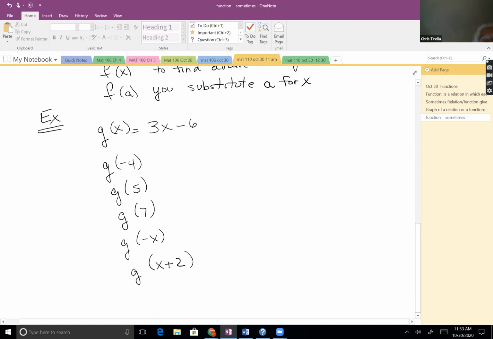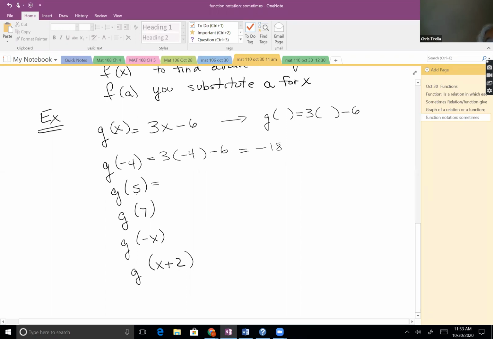So when I look at this function notation, if g of x equals 3x minus 6, I actually think of that as g of whatever I put in the blank is equal to 3 times that quantity minus 6. And so if g of x is 3 times x minus 6, g of negative 4, where I had an x, I'm going to put in negative 4. And so working that out, negative 12 minus 6 would be negative 18.